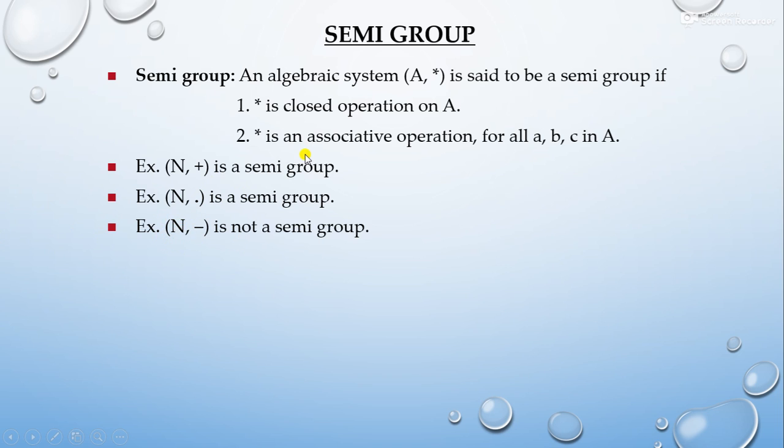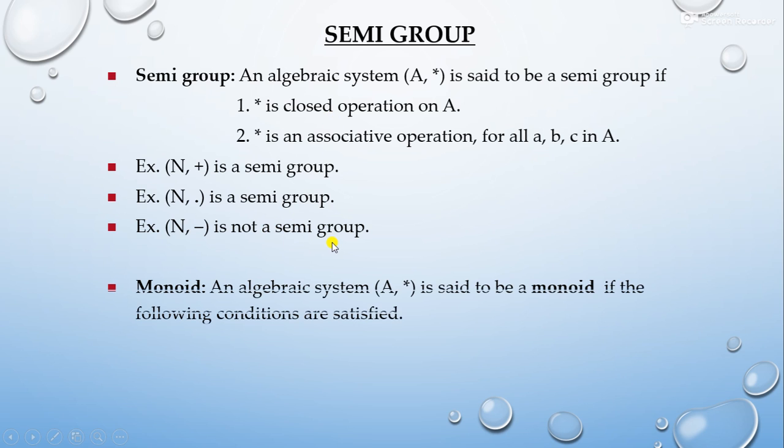So it means that this does not hold the closure property, so it is not a semigroup. Now come to the monoid. So what is the monoid? An algebraic system with a binary operation is said to be a monoid if the following conditions are satisfied.